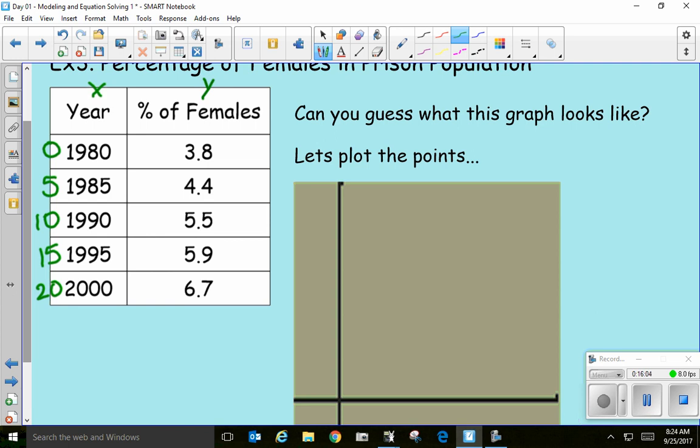Don't blame me for making this problem. It was in the book. Well, I mean, I took the problem out of the book. The problem that was in the book.